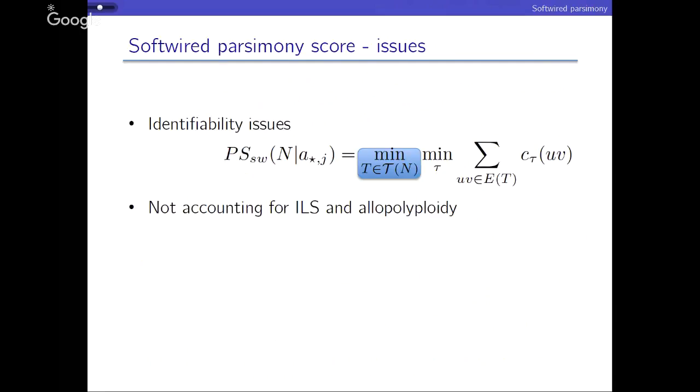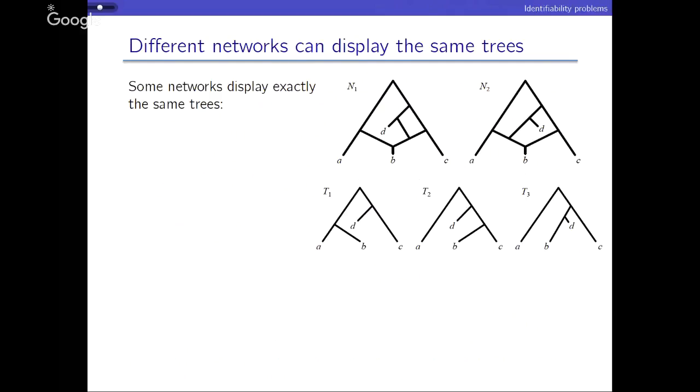But also, this scoring function has its issues. First of all, as we will see, it does not account for ILS and allopolyploidy, and has some identifiability issue. The identifiability issue comes from the fact that we are minimizing over all possible trees displayed by the network, but it is now known that there are different networks that can display the same tree. So for example, N1 here and N2 here, they display this tree below.